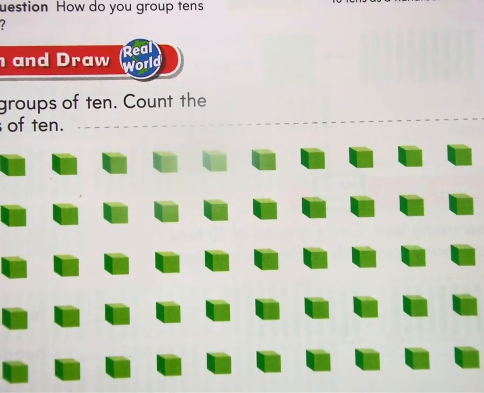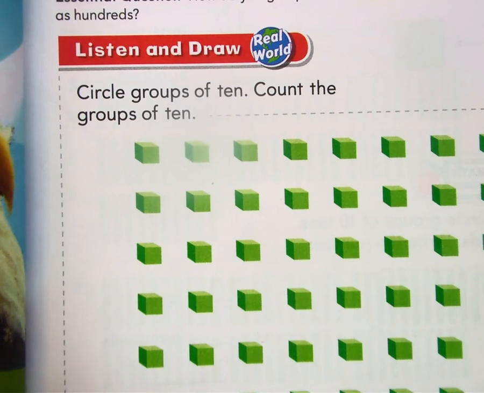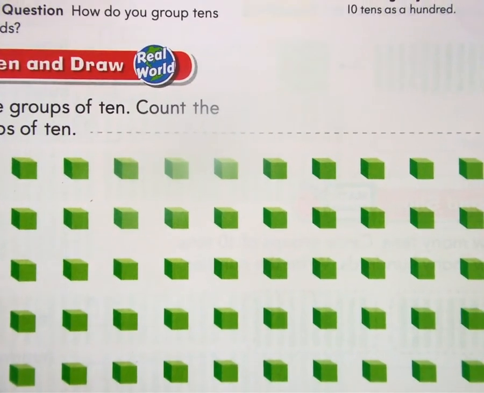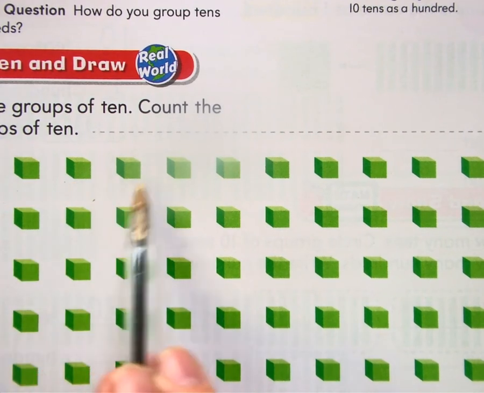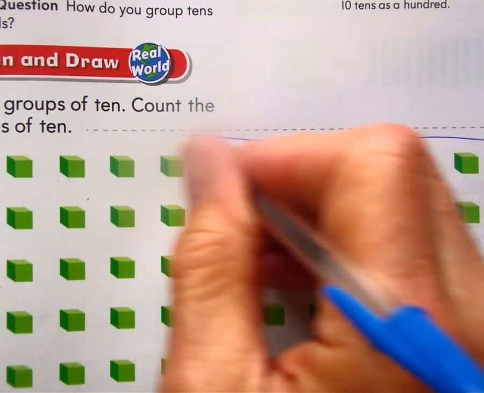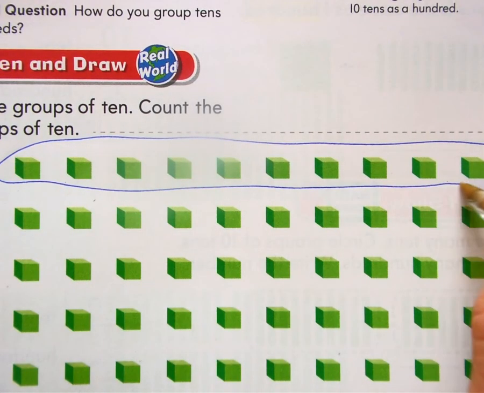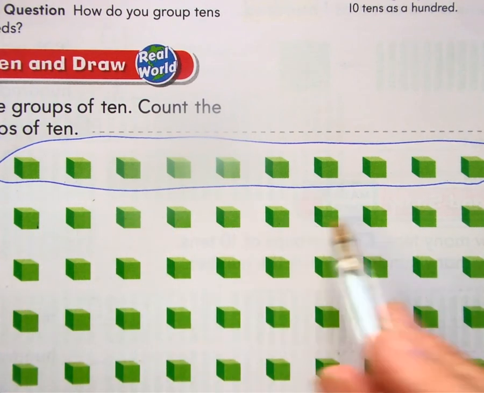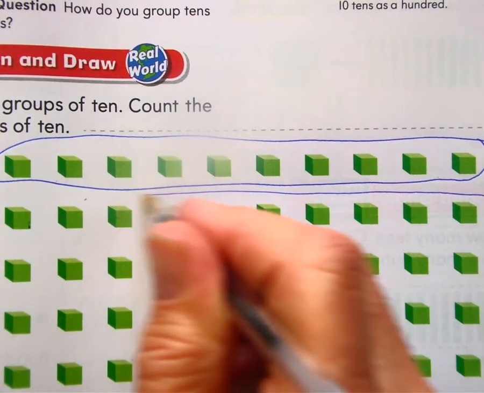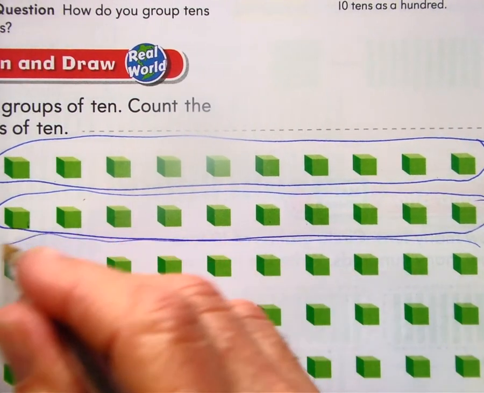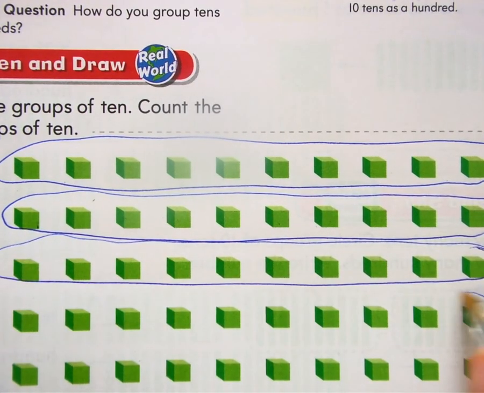Let's see what it says here. Circle groups of 10. Count the groups of 10. Ooh, can I fit them? Circle groups of 10. Let me count. 1, 2, 3, 4, 5, 6, 7, 8, 9, 10. That is a group of 10. I'm going to circle it. 1, 2, 3, 4, 5, 6, 7, 8, 9, 10. What do you think? It's the same because they lined up, right? That's going to be a 10. That's going to be a 10.